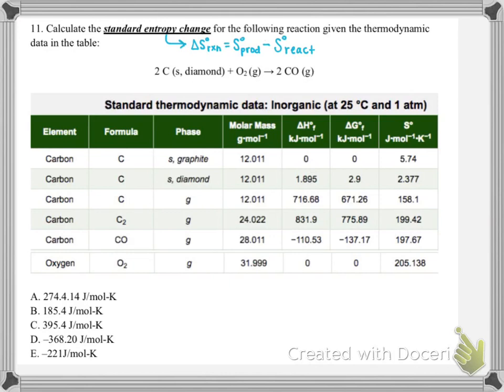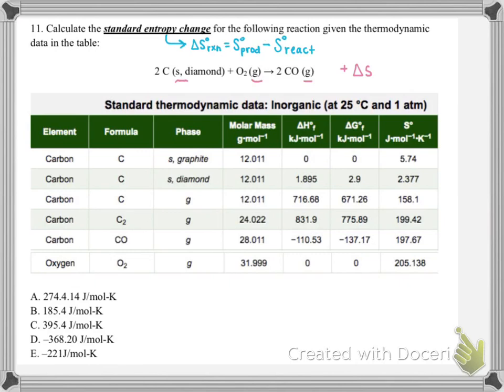Okay, for number 11, they want us to get the standard entropy change for the following reaction given the table. Our reaction is just taking a diamond, reacting it with oxygen to make carbon monoxide, which seems like quite a waste. But here, we're going with some solid, some gas, and making more gas. So I'd predict that this has a positive delta S value. We can go ahead and use our table to get the number for that.